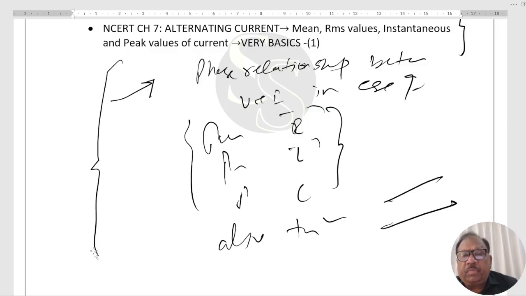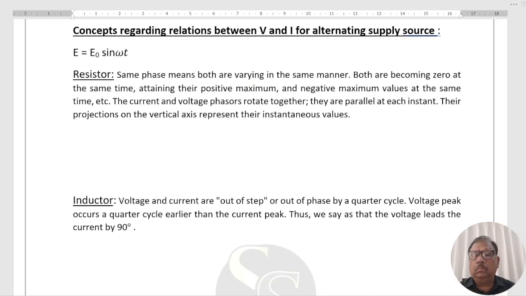Let's start with the concept and questions. Concept regarding relation between V and I for alternating supply source. Let the alternating applied EMF to an AC circuit is E equal to E naught sin omega t.